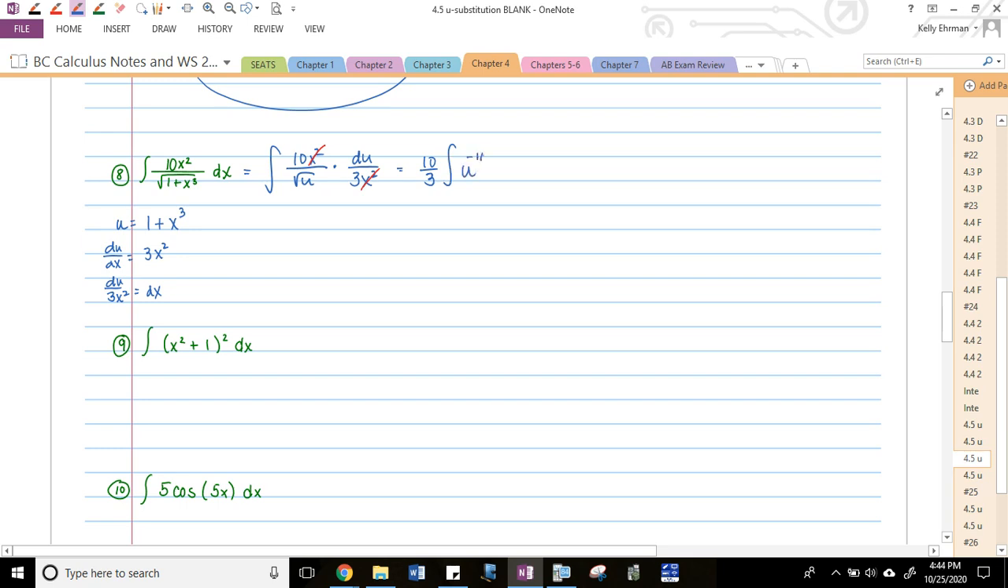I like to make this u to the negative 1/2 to show myself that I've got a negative exponent. So it's going to be 10/3, and then we've got u to the positive 1/2 divided by 1/2, so times 2u to the 1/2 plus c. So that's 20 times 1 plus x cubed to the 1/2, or you could make that square root, all over 3 plus c.